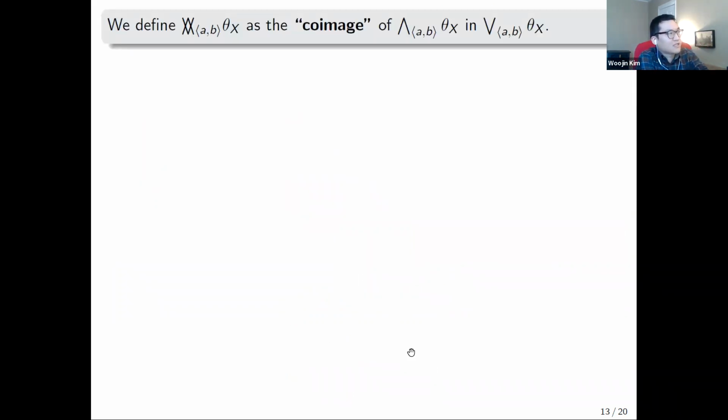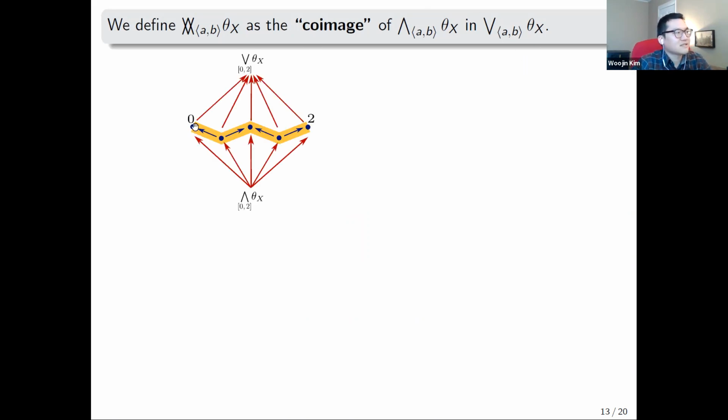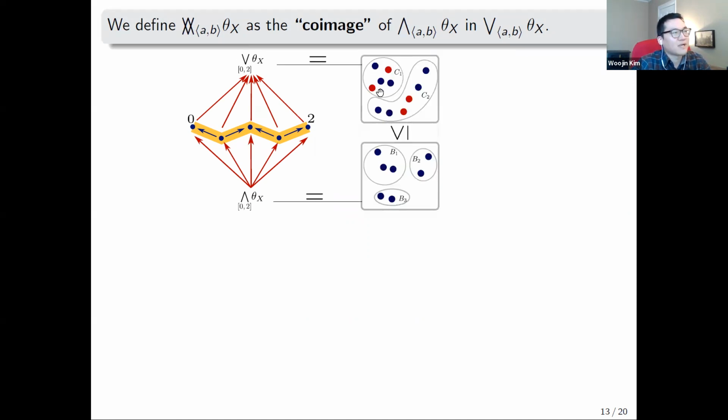Now I'm going to define the rank invariant for a formigram. For that, we will consider the coimage of the meet in the join. So we have this 5-point interval, then we are going to have the join and meet. Those are partitions, and the partition corresponding to the meet will be refining the partition corresponding to the join. Actually, this block B1 is contained in block C1. These 3 bullet points are the same as 3 bullet points in C1. And B2 is contained in C2, and B3 is also contained in C2. These bullet points are the same bullet points.